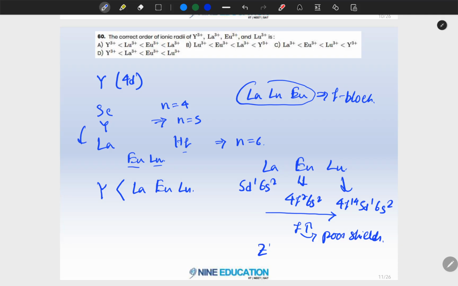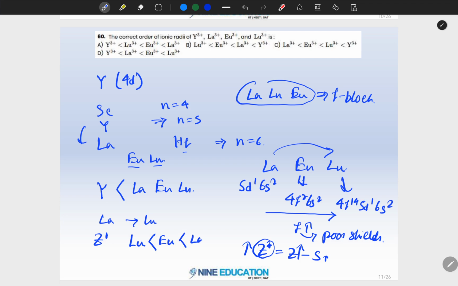So from the formula, effective nuclear charge equals atomic number minus S. Across the period, when we move from lanthanum to lutetium, there will be very little increase in the shielding, whereas there will be a large increase in atomic number. So overall, there will be an increase in effective nuclear charge as well. Because of the increase in effective nuclear charge, there will be contraction of size. So the size of lutetium is less than the size of europium, which must be less than the size of lanthanum. Overall, this will be the order.